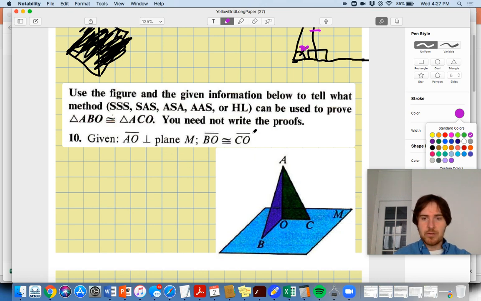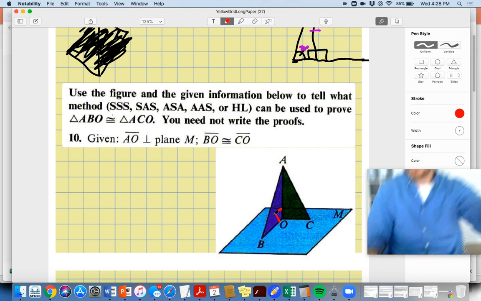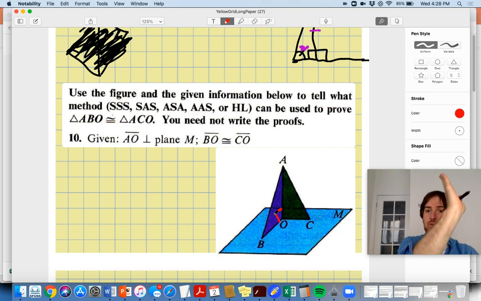Given AO is perpendicular to plane M. So if AO is perpendicular to plane M, then any line going through point O in plane M is going to be perpendicular to line AO. So I know that BO, because it's in plane M, is perpendicular to line AO. I draw this weird right angle thing. It looks weird because that triangle is going straight down into the table, like I have a table right here that I work on. It's erected straight up here. So AO is perpendicular to plane M.